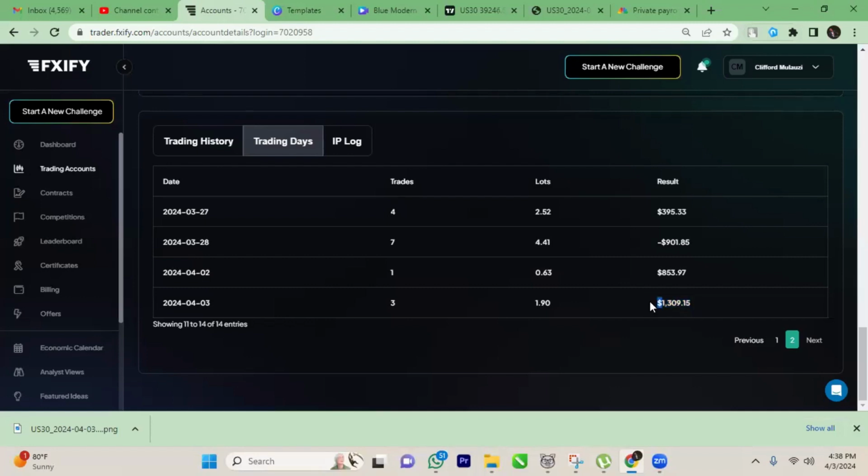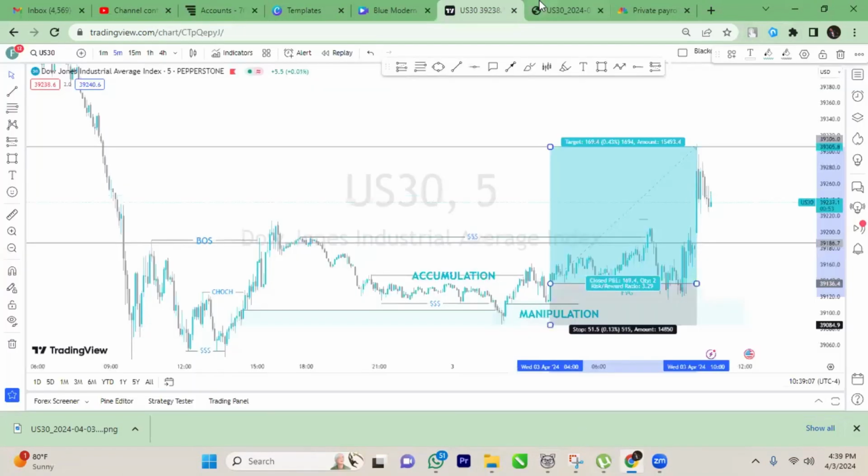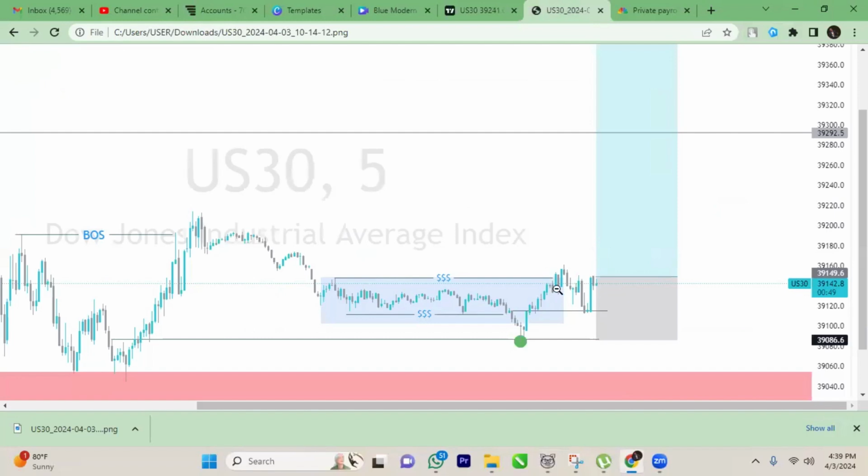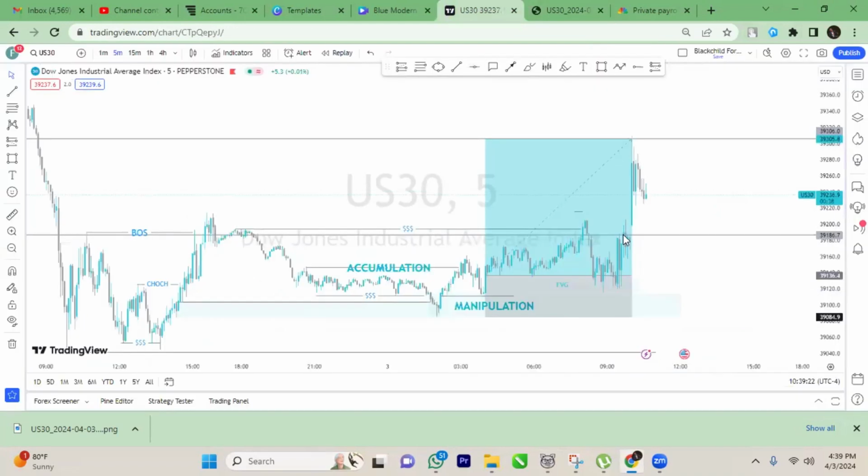But in total, for today, I entered 3 trades. This is my total lot sizes, and this is what I made. So this is crazy, guys. This was literally the before of everything. You can see that after the manipulation finished, we then had distribution. So distribution is something that is happening right here where price just picks a direction and goes into that single direction. So this is called distribution.